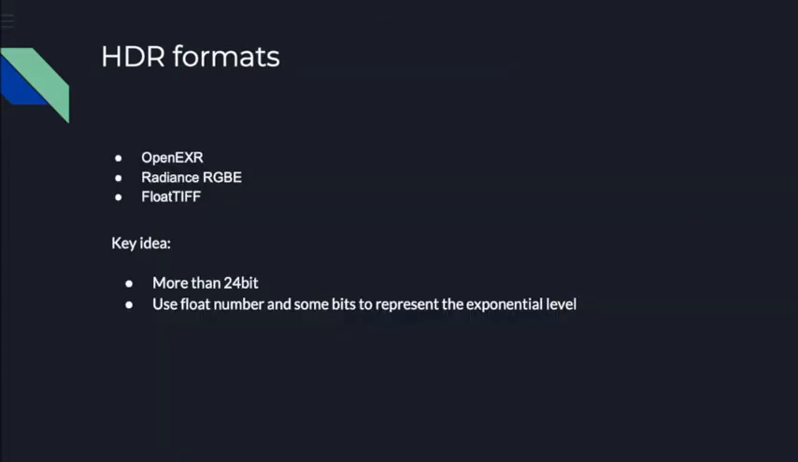Okay, how to store HDR files in limited bits to minimize the loss is also a big issue. There are 3 main formats to store HDR files: OpenEXR, Radiance RGB, and Float TIFF. The key idea is using slightly more bits than normal formats. Also, a float number with some bits to represent the exponential levels makes a higher range.